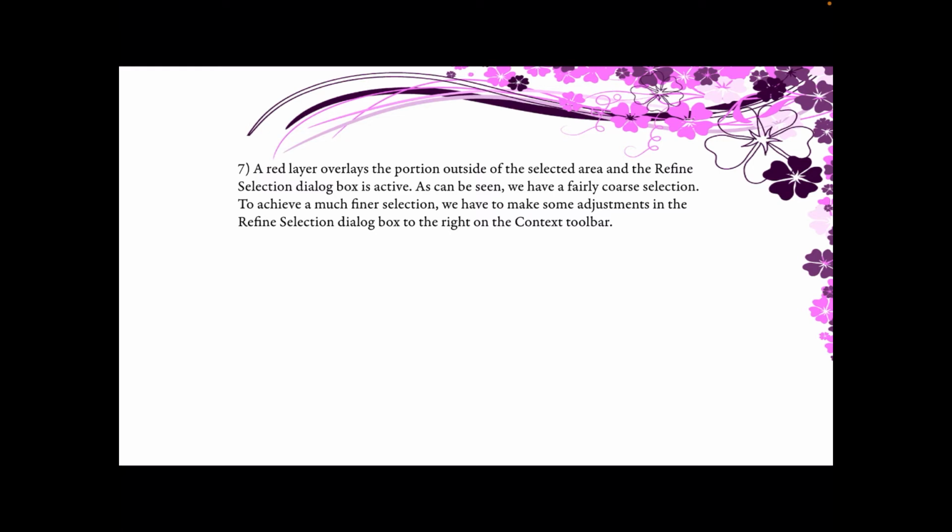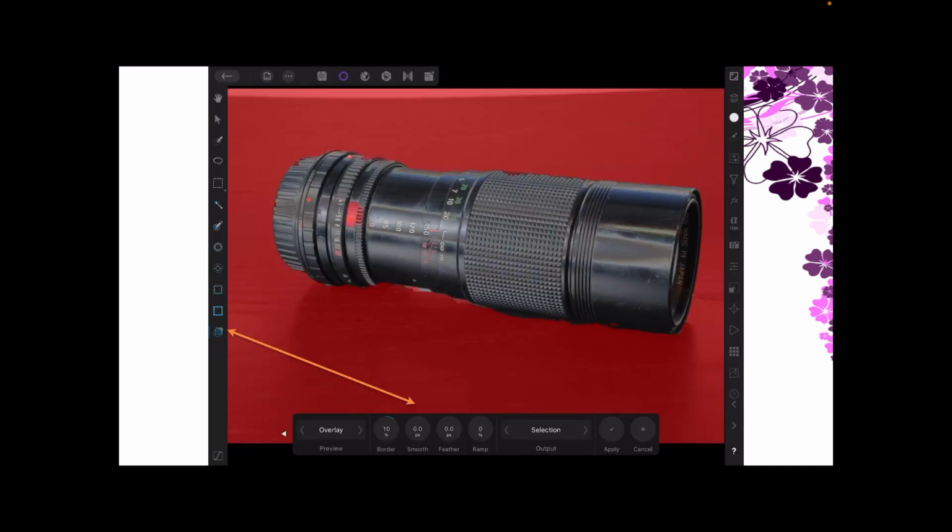Now, this will be a matter of experimentation on your part because it depends on the image that you're refining what these settings are. And the only advice I can give there is to experiment with the image you're using to see just what you need. Now, what I've got there, you can see that the refined selection toolbar is on the left and the context toolbar is there. So we've got border, smooth, feather, and ramp.